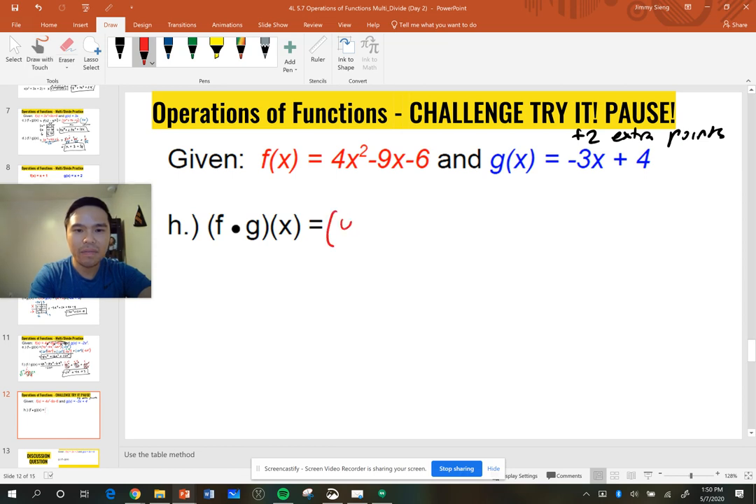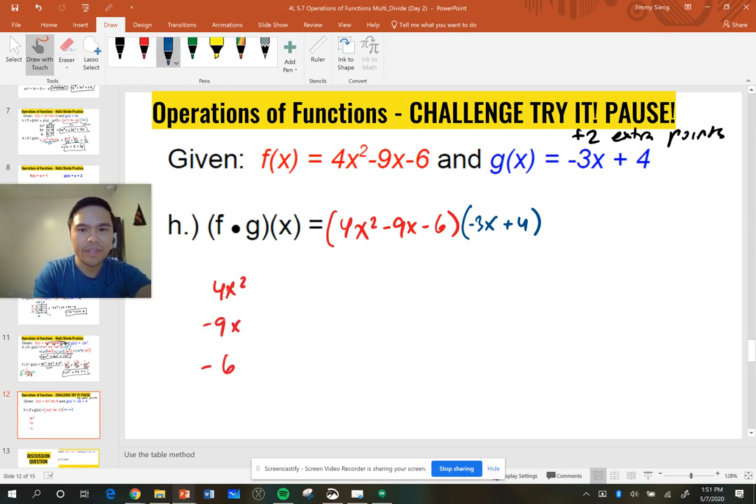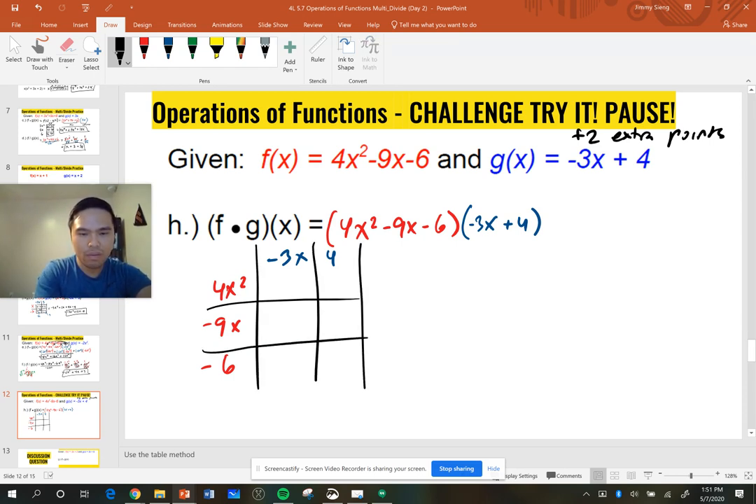But your setup should be 4x squared minus 9x minus 6 times minus 3x plus 4. Heck, I'll even give you the setup of the box thing. All right. So this is a 3 by 2, by the way. You can even do it like this. There you go. All right, so there's a setup for you. If you can solve that, put it all together, put an answer below, I'll give you 2 extra points.